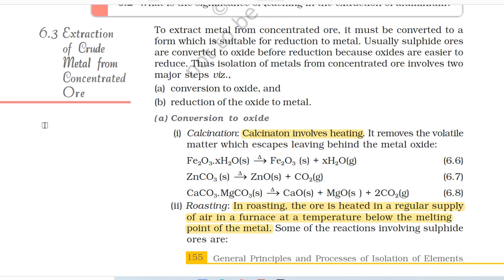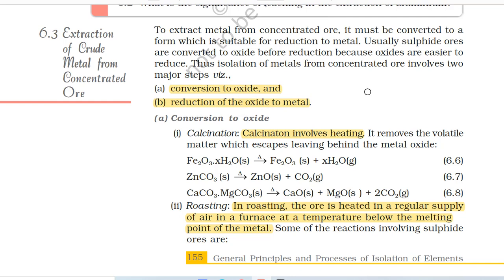6.3 Extraction of crude metal from concentrated ore. To extract metal from concentrated ore, it must be converted to a form which is suitable for reduction to metal. Usually sulfide ores are converted to oxide before reduction because oxides are easier to reduce. Thus, isolation of metals from concentrated ore involves two major steps, namely conversion to oxide and reduction of the oxide to metal.